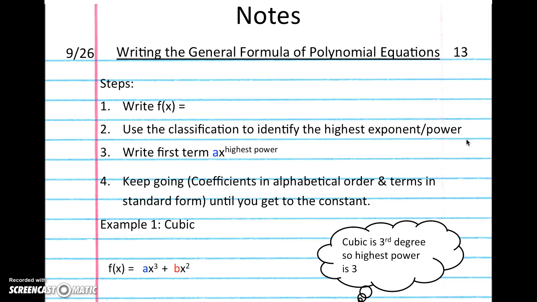Okay, I bet you can guess what's next. So we have b, that means c must be the next coefficient. And I have a power of 2 here, so my next power must be 1. So my next term is going to be just cx.